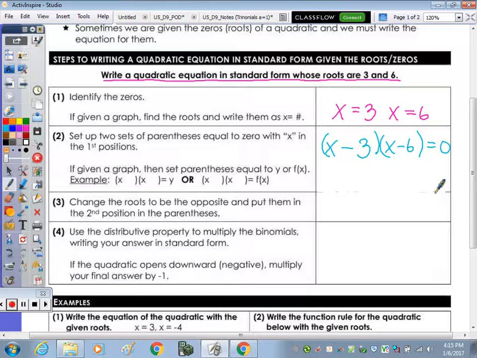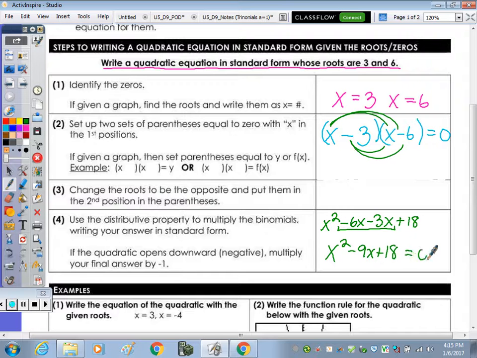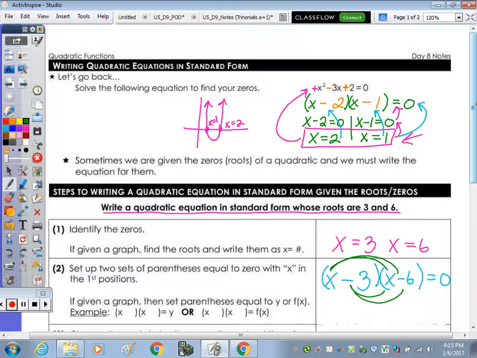And then the last step, use the distributive property to multiply the two binomials. So we've got x times x, x squared, x times negative 6, negative 6x, negative 3 times x, negative 3x, and negative 3 times negative 6, positive 18. Combining the two middle terms, we've got x squared minus 9x plus 18. And we write it set equal to 0. Okay, because those roots, going back to the picture, are where the parabola intersects the x-axis, and that's where our y value equals 0.